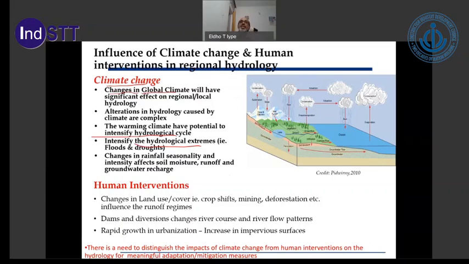urbanized areas in India. So that way, we need to see that the human interventions, the changes in land use, land cover, and then changes in crop shifts, mining, deforestation, all these affect flooding. And dams and diversions change river courses and river flow patterns, and rapid growth in urbanization increases impervious areas. So there is a need to distinguish the impacts of climate change from human interventions. And then we need to study in detail when we talk in terms of smart city development.